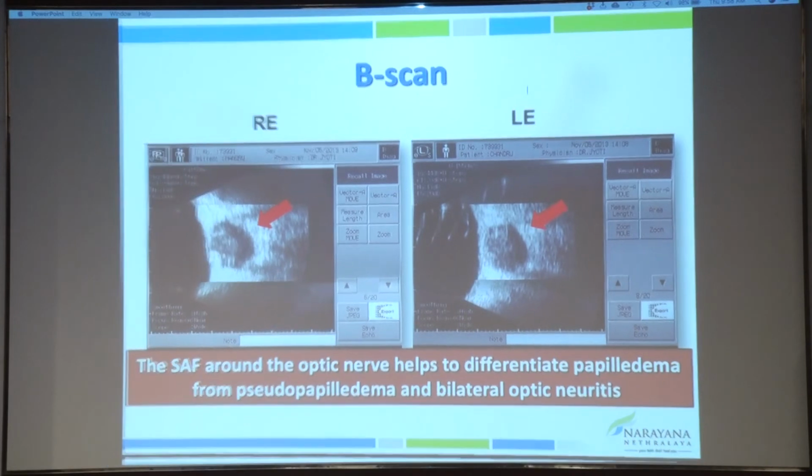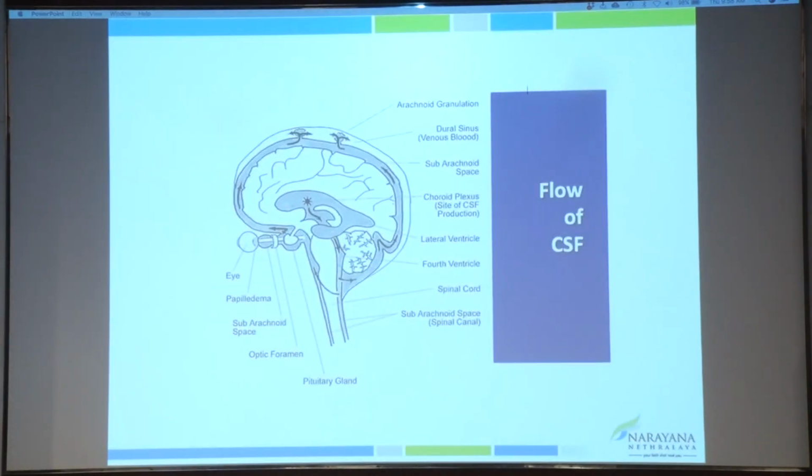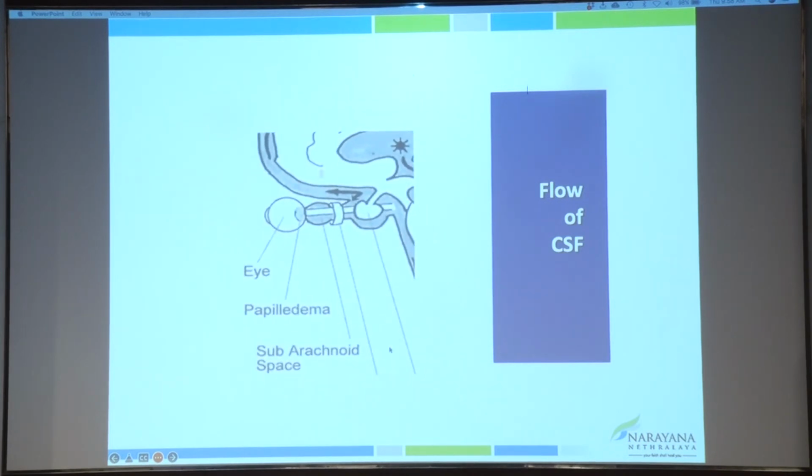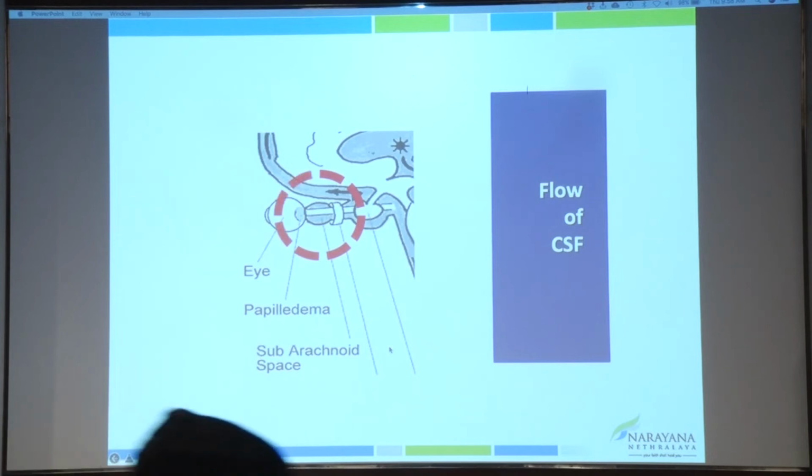And why do you see the SAF? Because you know clinically that once the CSF is formed in the lateral ventricle, it goes to the third ventricle, then the fourth ventricle, it goes into the SAF space. And this SAF space, as you can see, is right around your optic nerve. And this is what you actually detect when you are doing your B scan. So the diagnosis or the cause for your papilledema is picked up by looking at this SAF.